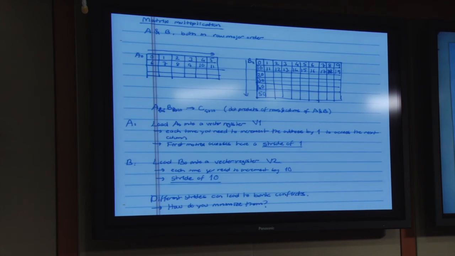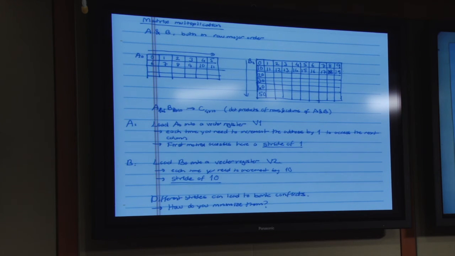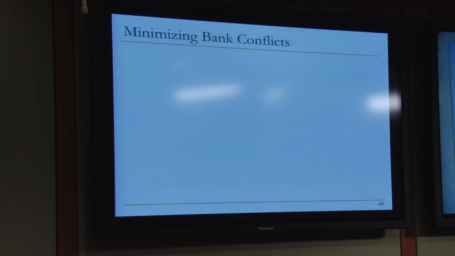In databases, actually, people have developed multiple views of data. You can access things in row major order. You have a row layout and a column layout. And as long as you're doing the operations at a coarse granular layer, you can switch between different layouts. But that turns out to be a little bit expensive. Okay, how do you minimize bank conflicts?